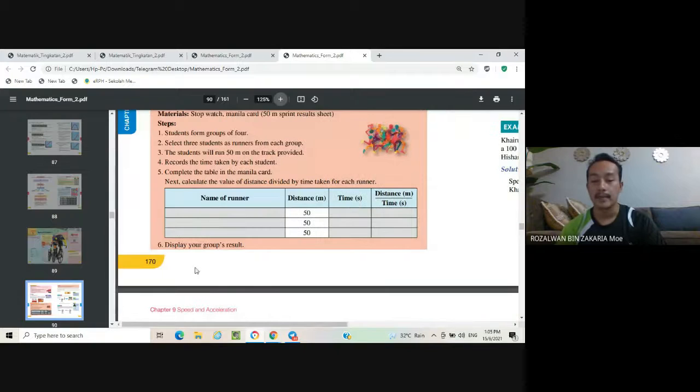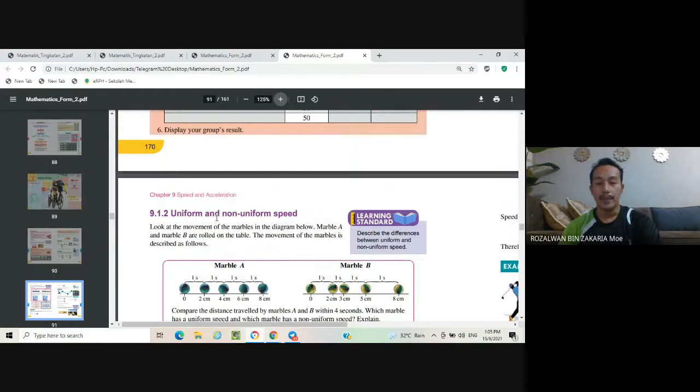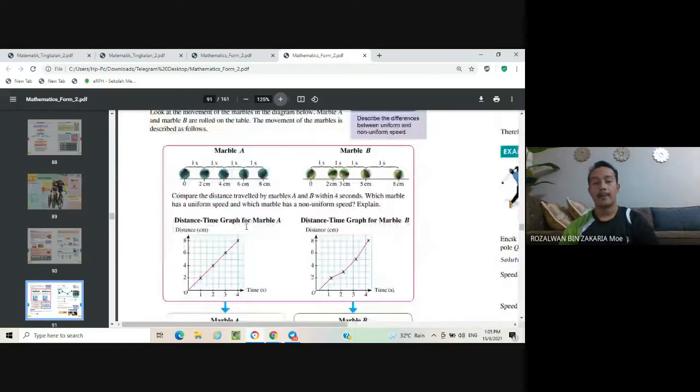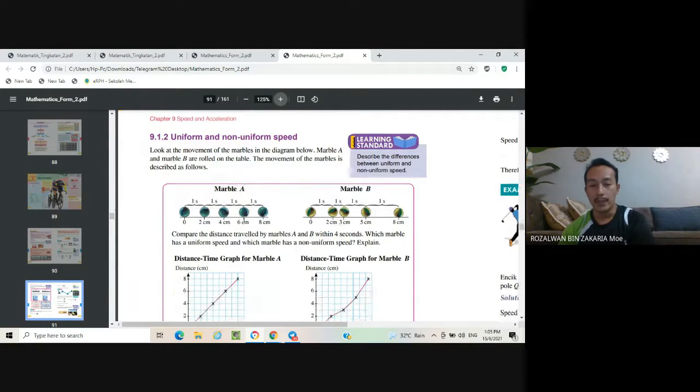Okay, all right, next. Now look at this one, subtopic 9.1.2, uniform and non-uniform speed. To describe this one, you have to look at the movement of the marbles in the diagram below. Marble A and marble B are rolled on the table. The movement of the marbles is described as follows.